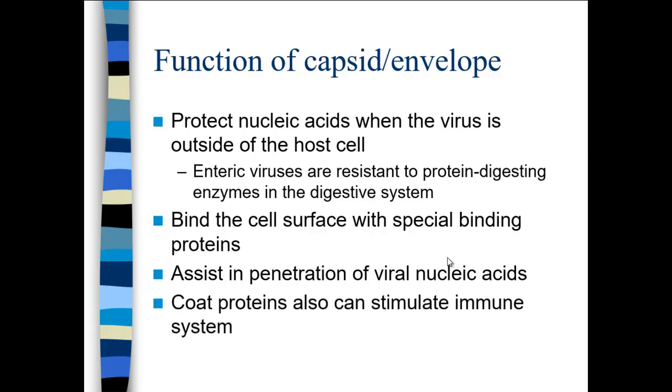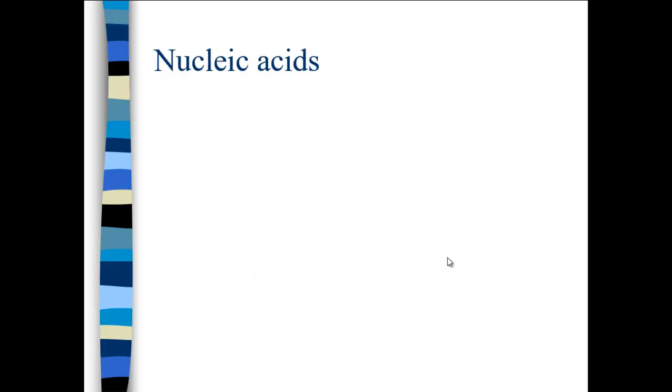And the coat proteins can also stimulate the immune system. The immune system, obviously, when you're infected with a virus, is going to be alerted. And so the coat proteins are antigenic. They do not look like human cells. And so that's going to alert the immune system. And then by stimulating the immune system, the body can mount an immune attack against the virus.